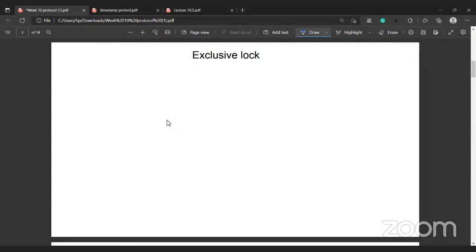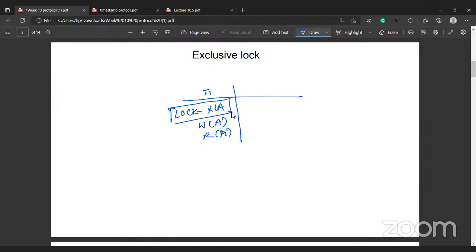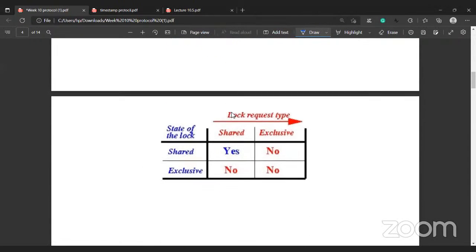Now we'll move to the exclusive lock. If a transaction wants to perform reading or writing or both operations on any data item, it should apply an exclusive lock, right? So suppose transaction T1 wants to perform a write operation or read operation, it should apply an exclusive lock, written like that. If you have any doubt in the middle, you can ask.